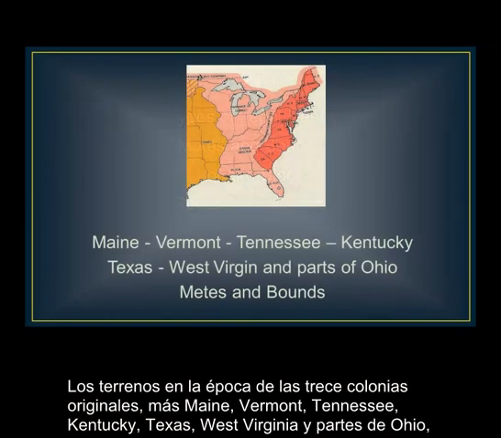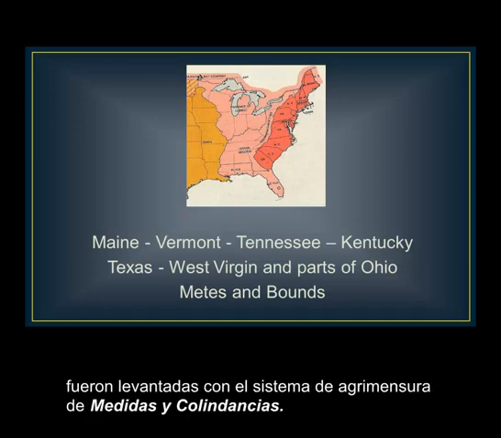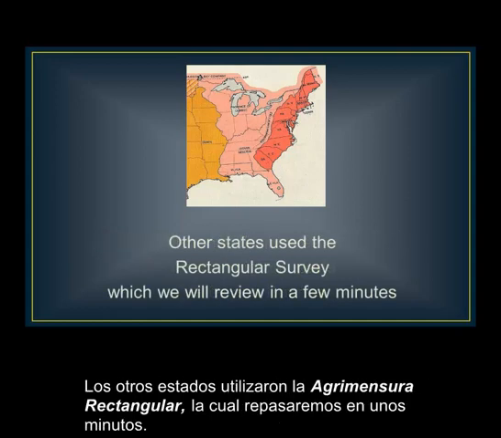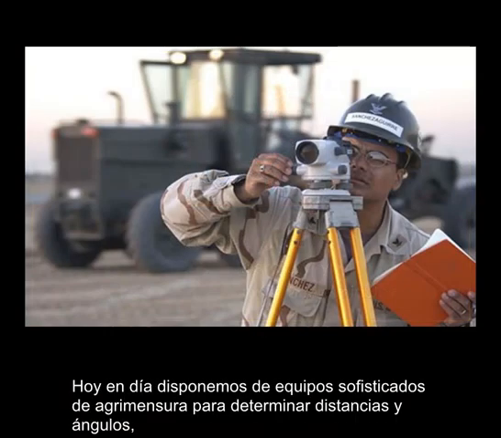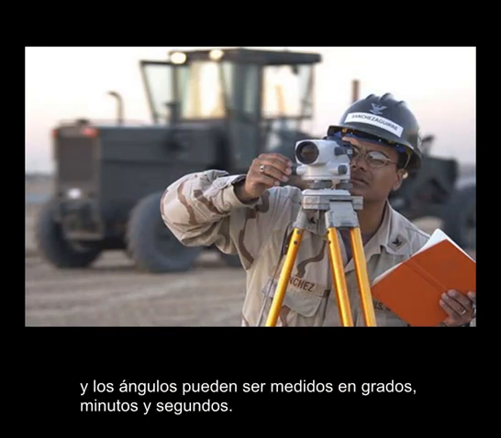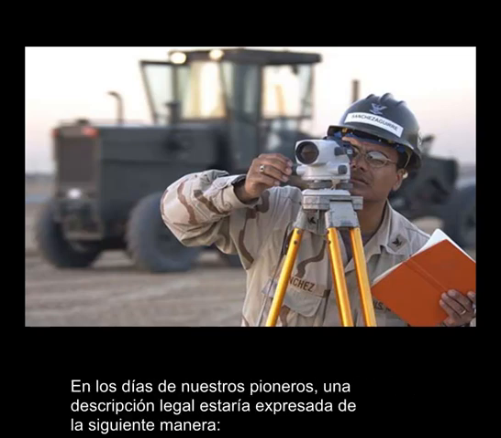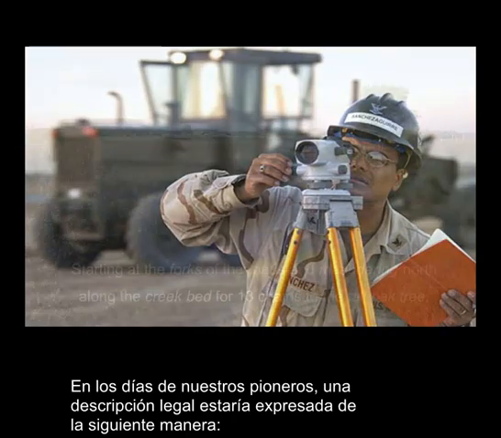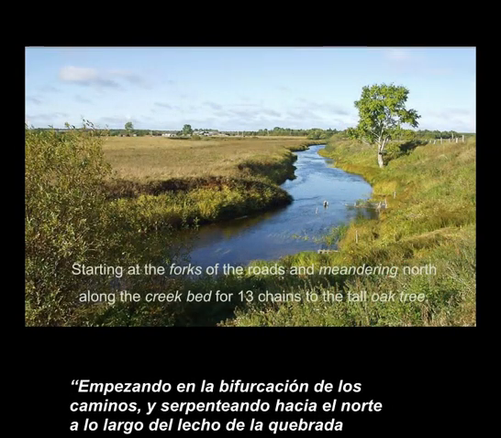Land in the original 13 colonies, plus Maine, Vermont, Tennessee, Kentucky, Texas, West Virginia, and parts of Ohio were surveyed with the meets and bounds surveying system. The other states used the rectangular survey, which we will review in a few minutes. Today, we have sophisticated survey equipment to determine measurements and angles, and the angles can be measured in degrees, minutes, and seconds.